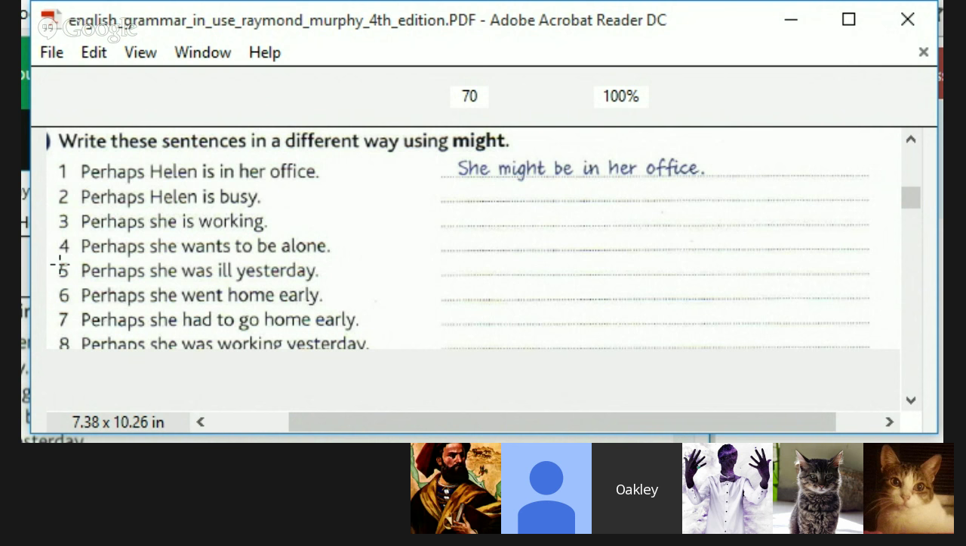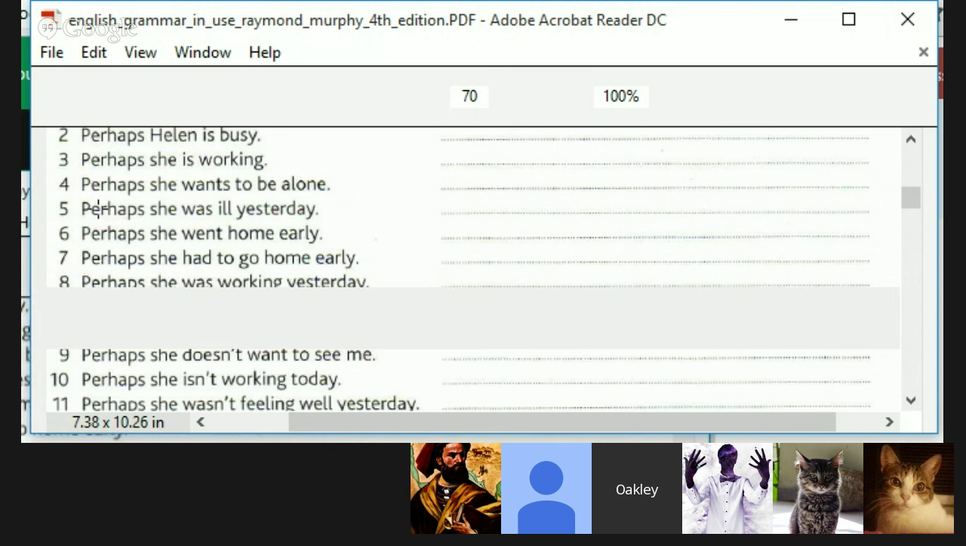Salvatore, number 5. Okay. Perhaps she was ill yesterday. She might have been ill yesterday. Got it. Nailed it. Good. Great. Has to be past tense, and that was it. All right. Good job. Okie doke. All right. Number 6. Reina.